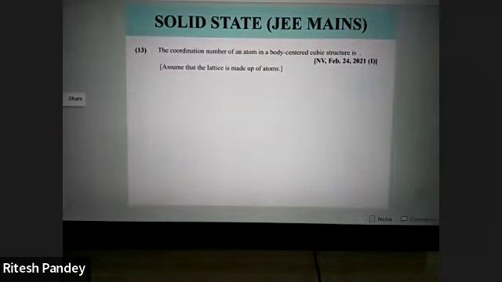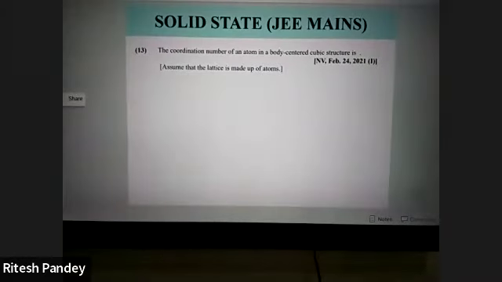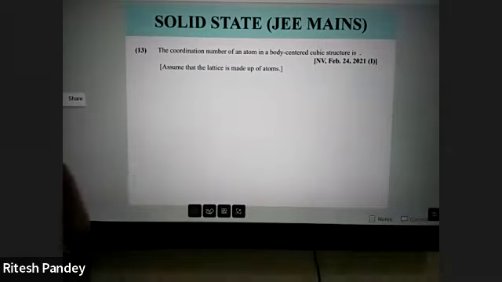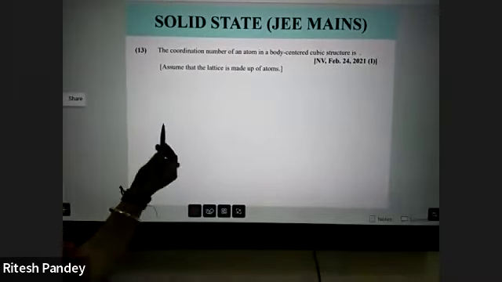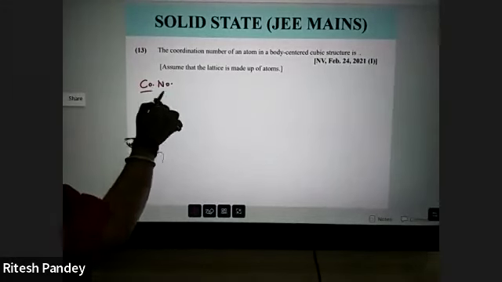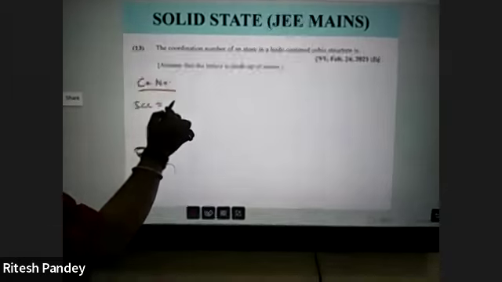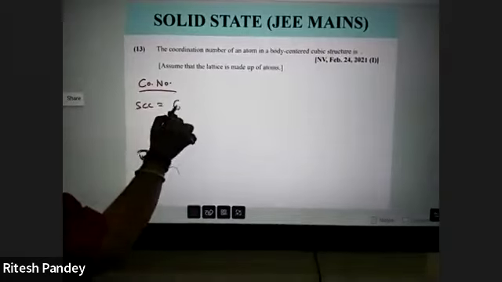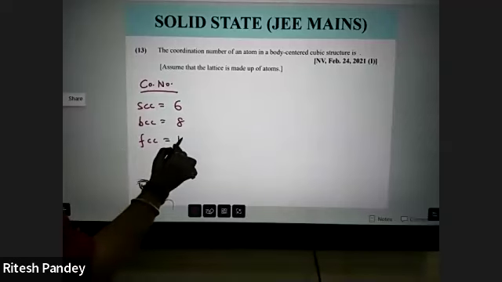Question 30. Coordination number of an atom in body-centered cubic. 8. Now, at the next opportunity, I'm going to explain for other types of cubic crystals. For simple cubic it is 6. For body-centered cubic it is 8. And for face-centered cubic it is 12.